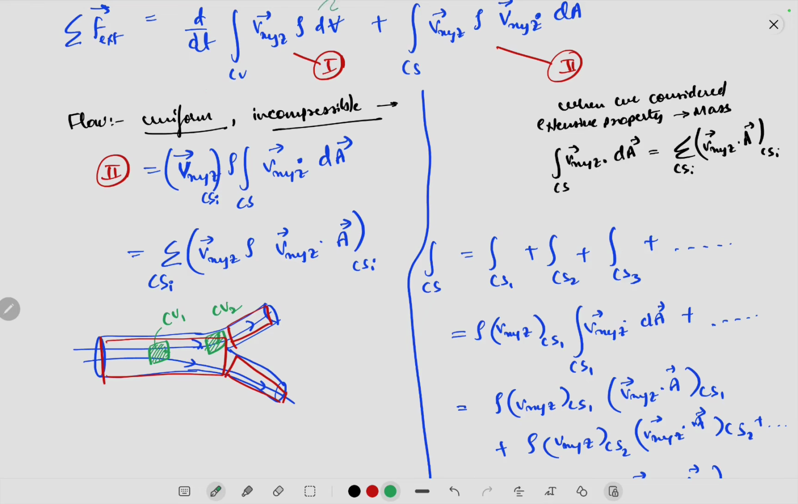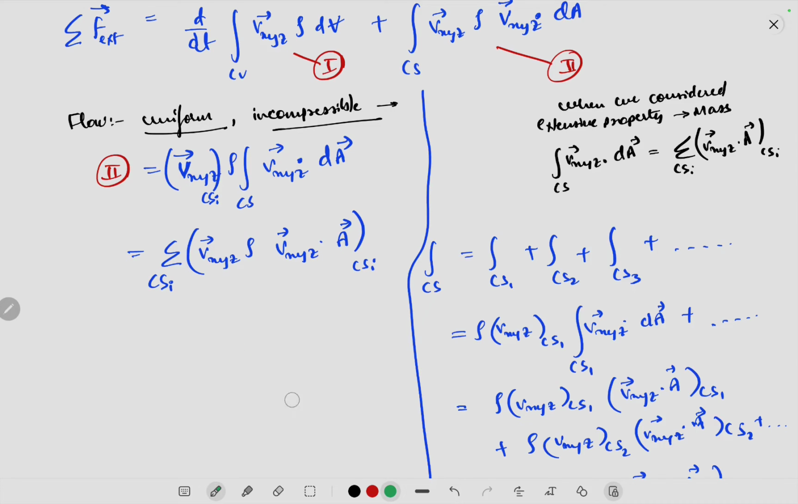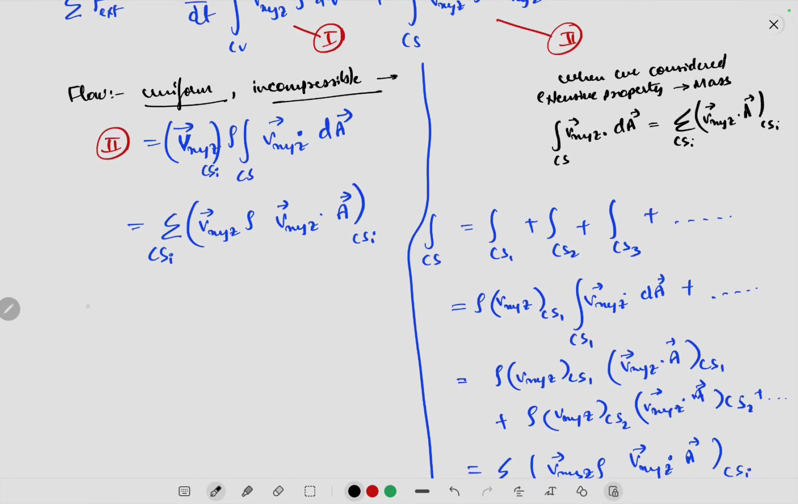Okay, so then for uniform and incompressible fluid, what can I say about this term? The answer is I cannot say anything about this term. Okay, then what is the other special case you have mostly in your problems? The third case is steady state flow.